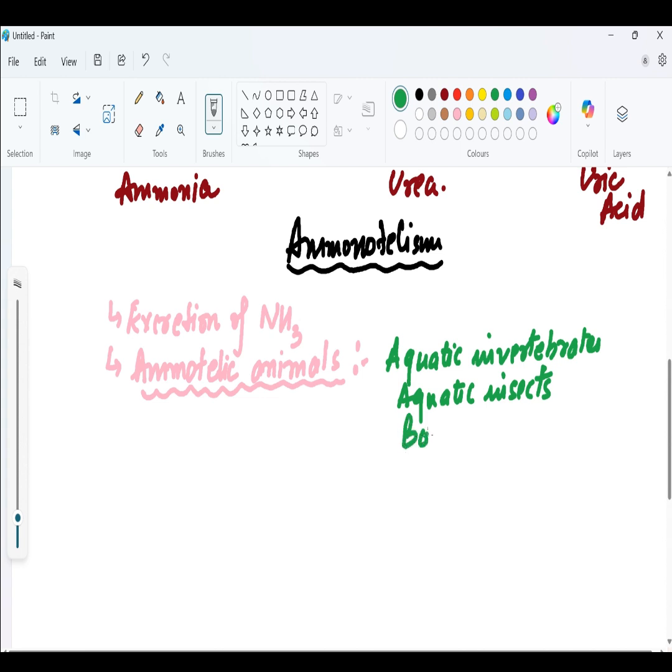So firstly, we'll discuss the points. First is the bony fishes. They also come under this. Then we have aquatic amphibians. So these all are the ammoniotelic animals.